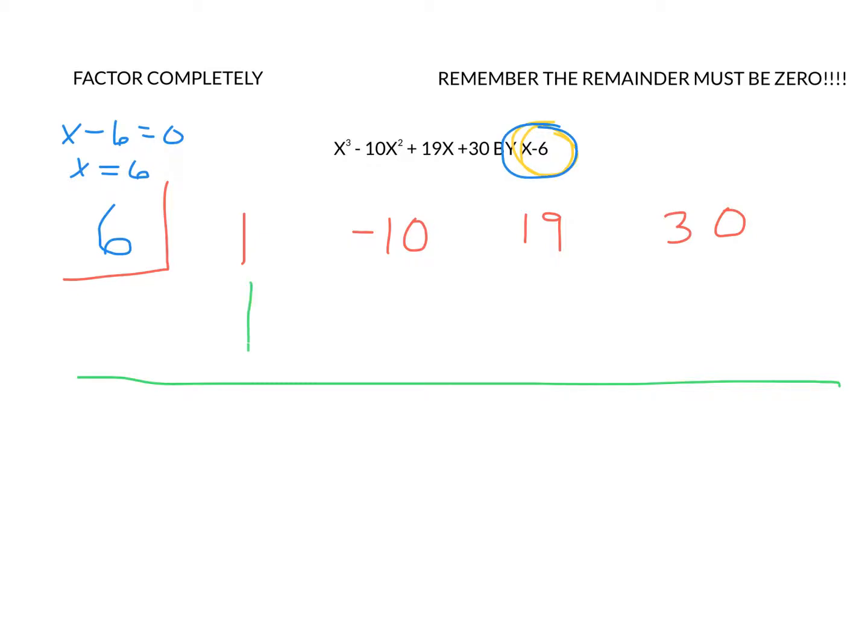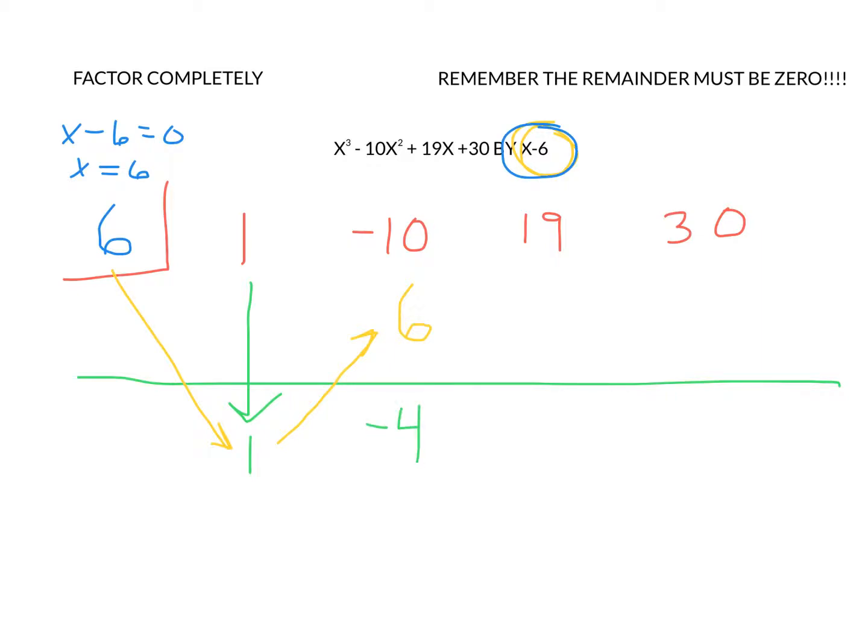Now remember, we're going to send the first number over, so the 1's going to easily come over. And what we're going to do is we're going to ricochet multiply. Remember, we're going to take the 6, we're going to times it by the 1, and then when we get our answer, we send it underneath, it ricochets underneath to the next number. So in this case, 6 times 1 is 6. So we put it here, and then we're going to add down. Okay, so negative 10 plus 6 is negative 4.